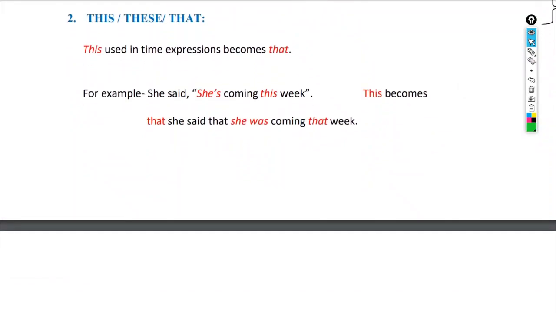So in the indirect narration, the near one is transformed into the dear one, means distant. Near will be transformed into distant.